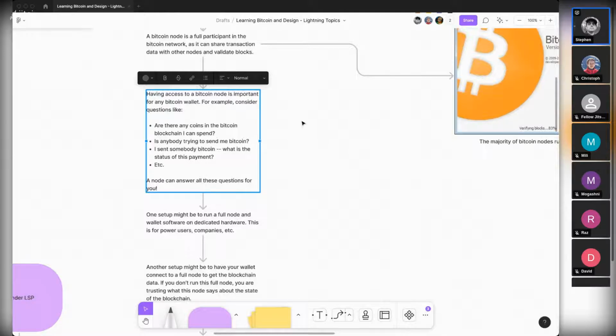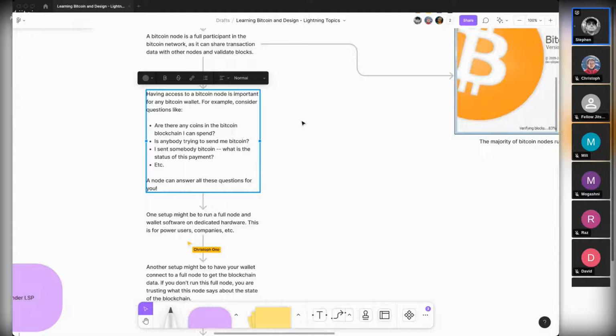I think for a wallet, having access to a Bitcoin node is very critical, because a Bitcoin wallet has to ask questions like, are there any coins on the Bitcoin blockchain that I can spend? Is anyone trying to send me Bitcoin? I sent somebody Bitcoin yesterday. What is the status of this payment? Did it reach them? Et cetera, et cetera. And a node can answer all of these questions for the wallet.